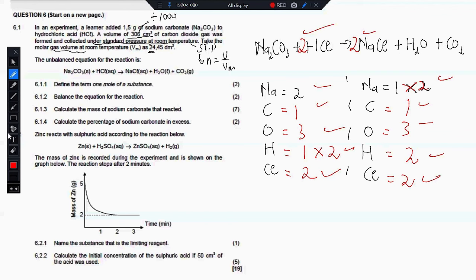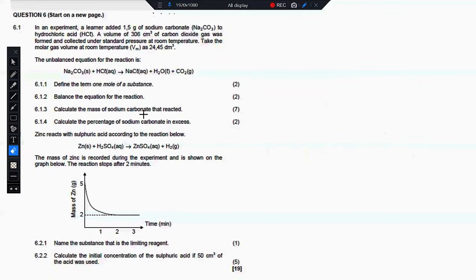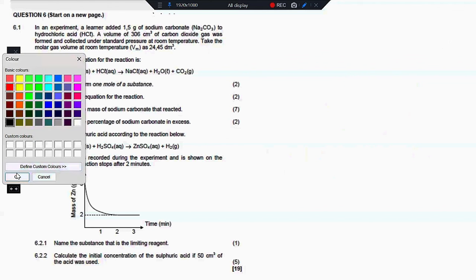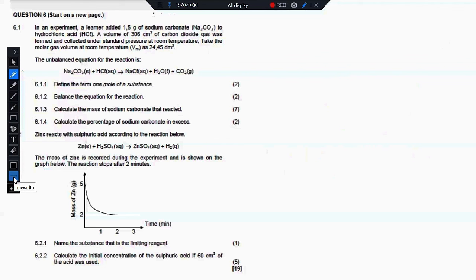Right. Now let's move to 6.1.3. It says calculate the mass of sodium carbonate that reacted, and that is 7 marks. Now I know a lot of you, as soon as you see 7 marks, are already demotivated, but that's not how I want you to approach this. Remember, I said with 7-mark questions, all you have to consider is that you need to follow the 3 steps of the stoichiometric calculations, which I was emphasizing in the first video that I posted on stoichiometry.